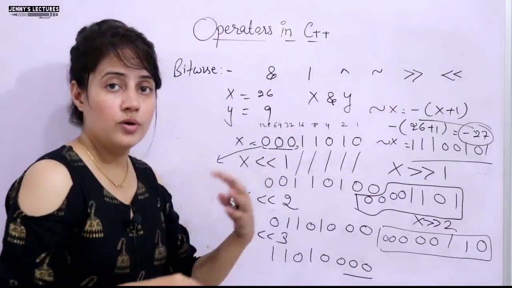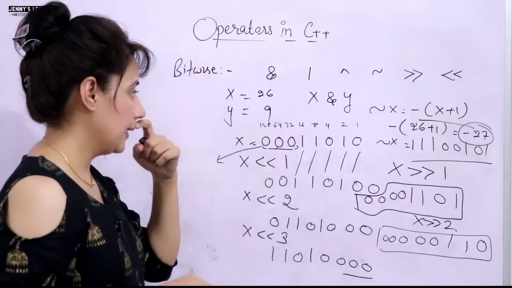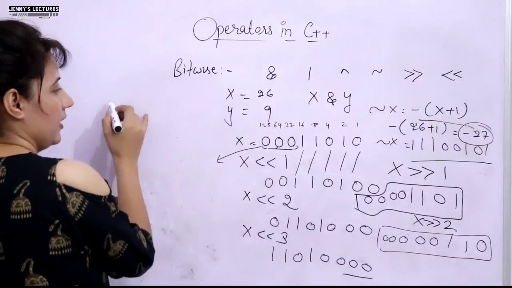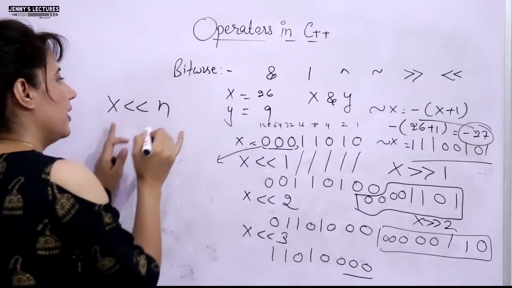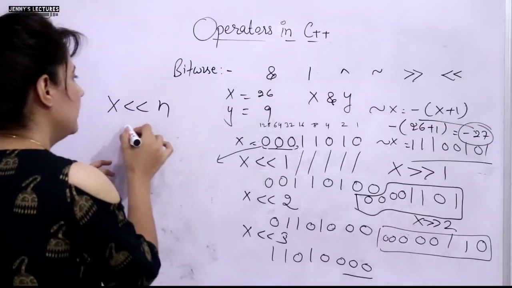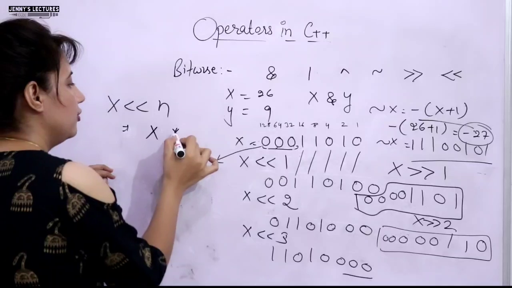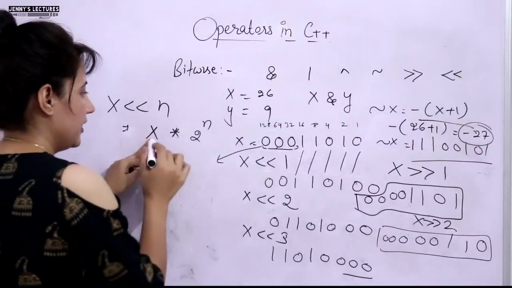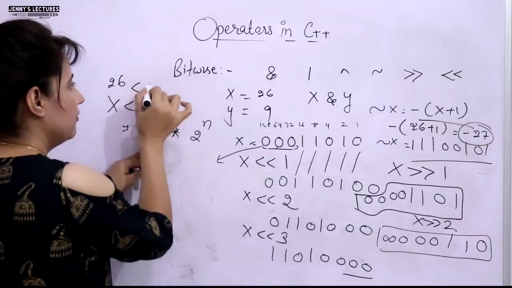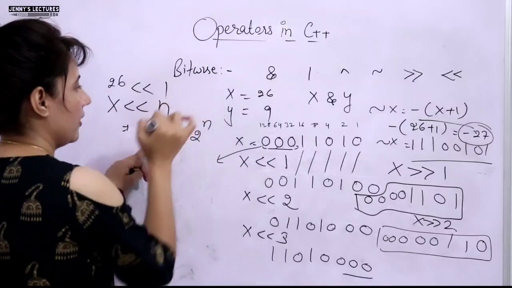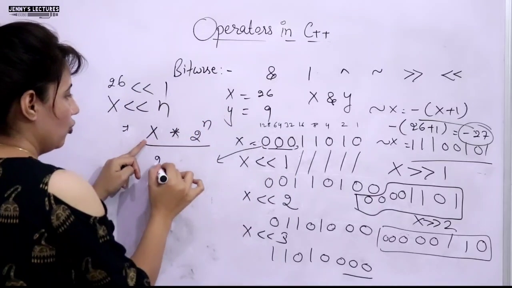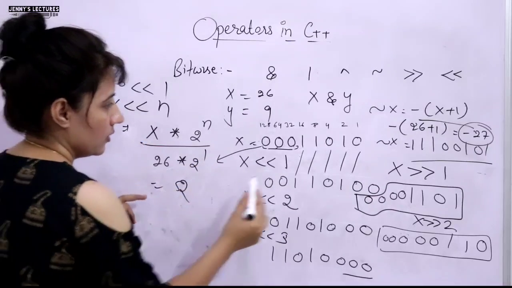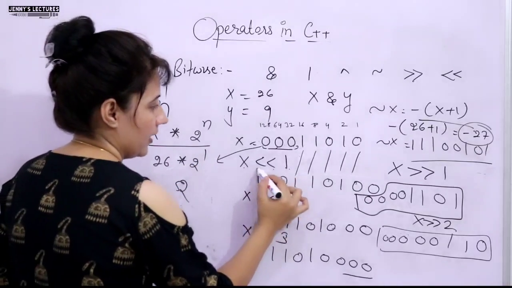So simply, if you want to tally the answer, the formula is, if you shift x left by n bits, then what would be the result? X into 2 raised to power n. So here x is 26, 26 left shift, n is 1. So the answer should be 26 into 2 raised to power 1, that is 52. X left shift 1, and the answer is this.